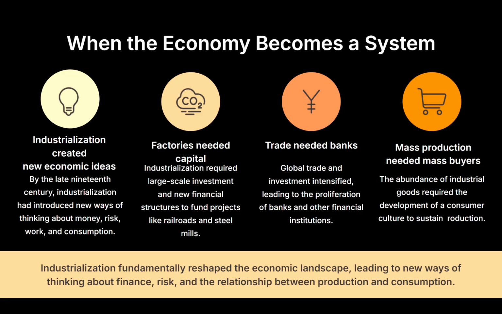By the late 19th century, industrialization had done more than introduce machines. It had new ways of thinking about money, risk, work, and consumption. Factories needed capital. Railroads needed investors. Trade needed banks. And mass production needed mass buyers. This episode asks a final, unifying question for Unit 5. How did new economic ideas, institutions, and business structures reshape the world between 1750 and 1900?